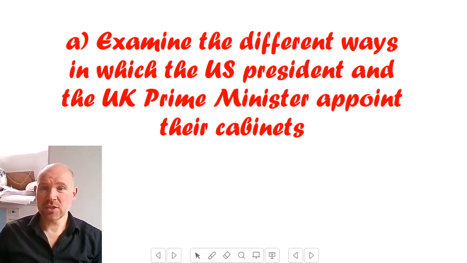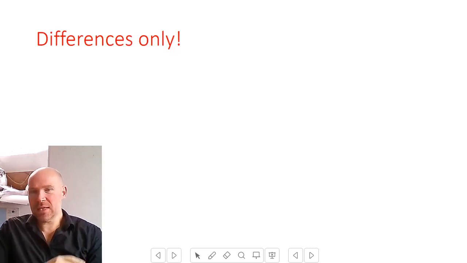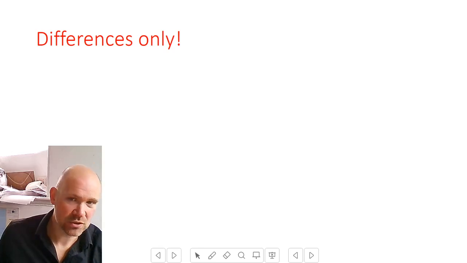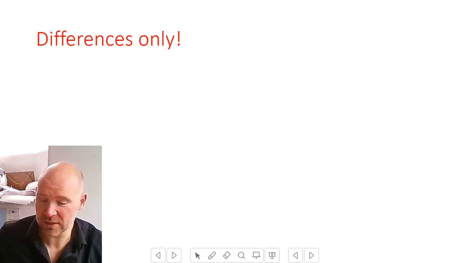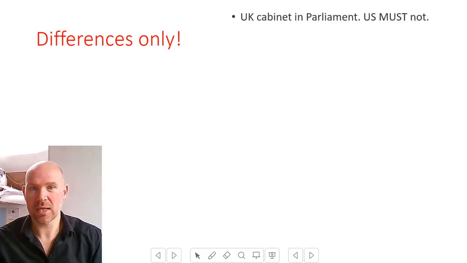So the question says, examine the different ways in which they appoint their cabinet. So any similarities are irrelevant and literally will score no marks and will get no credit at all. It's not like they score less marks, they are irrelevant, and the examiner will mentally put a line through them and you won't be scoring anything for them.